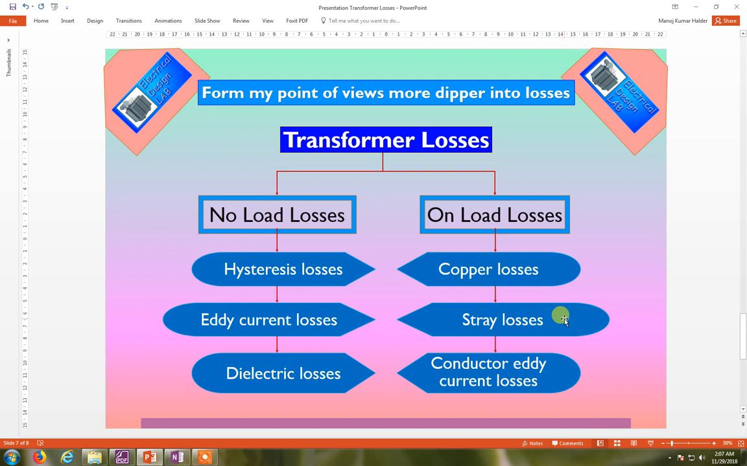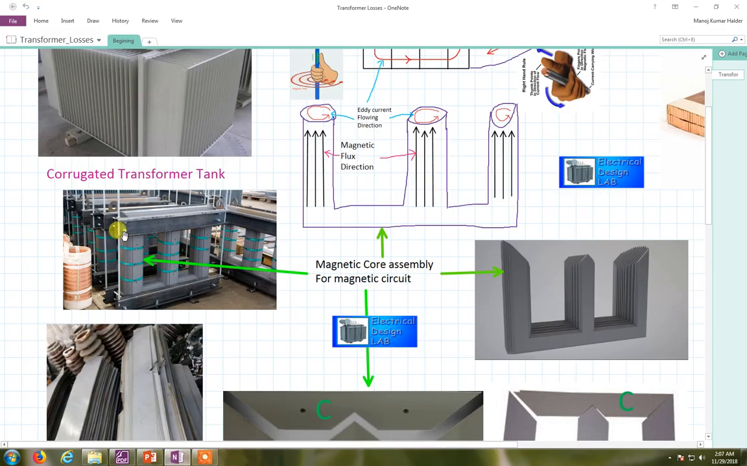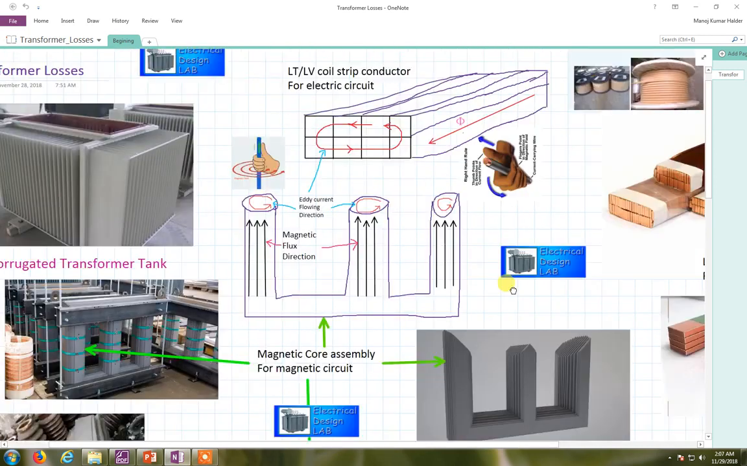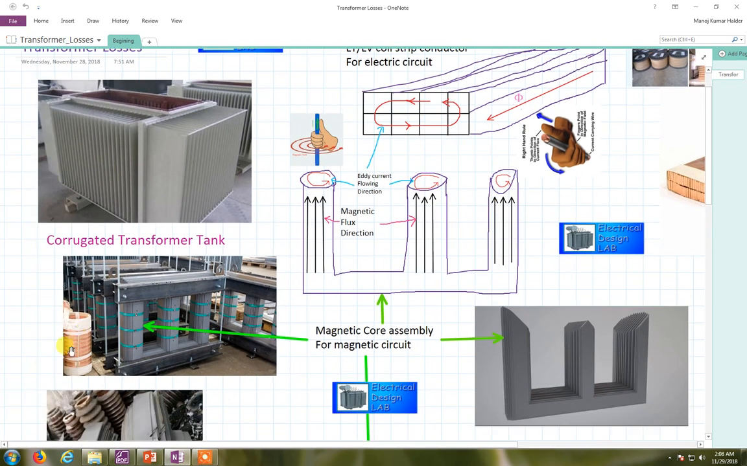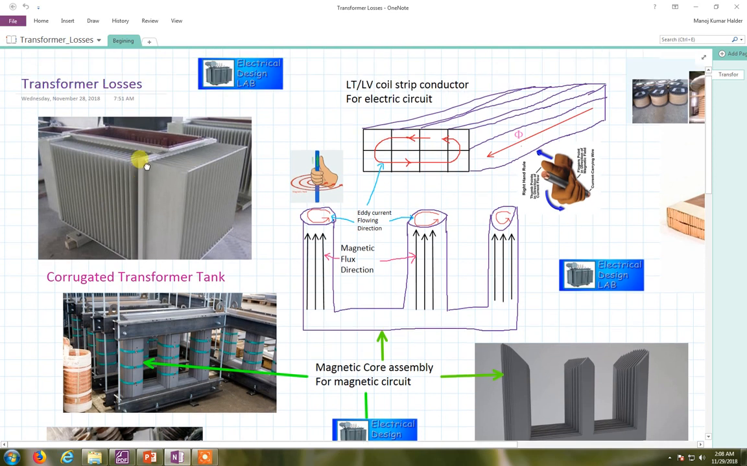Now you come to the stray losses. So what are stray losses? Okay, you see here, this is the core, and on it we first put the primary coil. That means we put the LT coil, which is made of strip, winding from this strip, and this is put on the core. And after that this coil, the round conductor coil, is put onto this. Then this whole assembly is put in this tank.